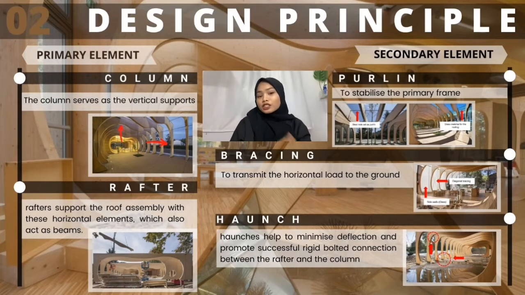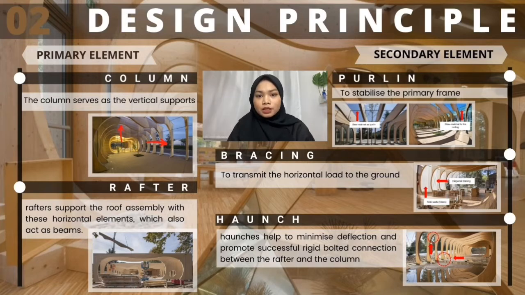Next, the secondary element. The secondary element consists of three: purlin, bracing, and the hunch. First is purlin. The purpose of purlin is to stabilize the primary frame. In addition, the steel rod serves as a purlin for the Guastalla Nursery roof, consisting of glulam wood and glass as the material. Besides, it is also to stabilize the two frames in between to make sure the frame is in position while installing.